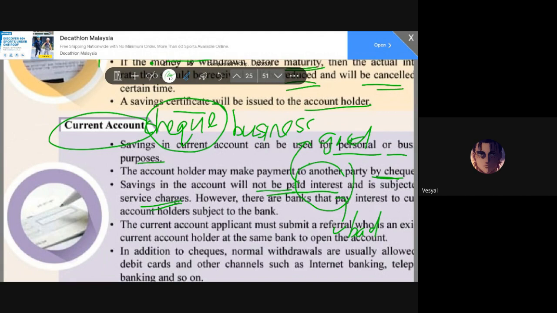So there are banks that pay interest to current account holders, subject to the bank. The current account must submit a referral. Yeah, these are all the extra things. This one is not so important. Only the top parts here are important basically. So normal withdrawals are usually allowed. Debit cards, yeah, those are all normal things. So far okay.